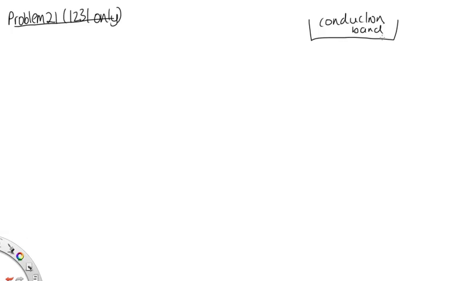On to problem 21, which is another 1231 only problem. This problem asks what is meant by the terms direct and indirect band gap for a semiconductor. Sketch a simple diagram which indicates the difference. Okay, so both types of semiconductors have a conduction band and a valency band. And we can excite electrons from the valency band to the conduction band by the electron absorbing a photon with an appropriate amount of energy.